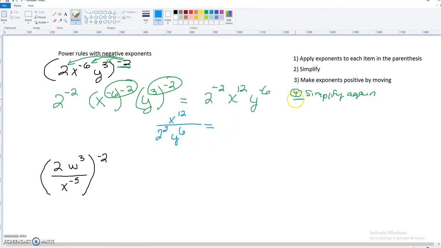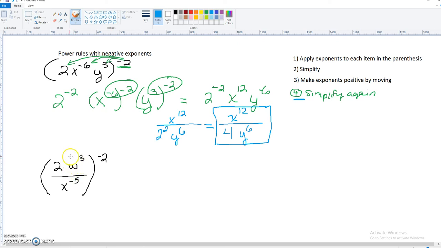So this is where that last step comes in: we still need to simplify this number here. So I'm going to rewrite the x to the 12th over 2 squared, which is 4, and then y to the 6th. So this would be the whole answer for this particular problem. Make sure that you are actually following the steps and rewriting everything. Try not to take shortcuts because it's real easy to lose those negative signs along the way.